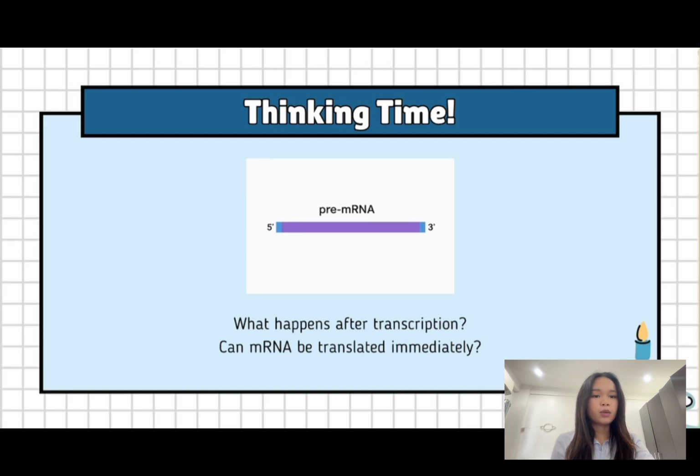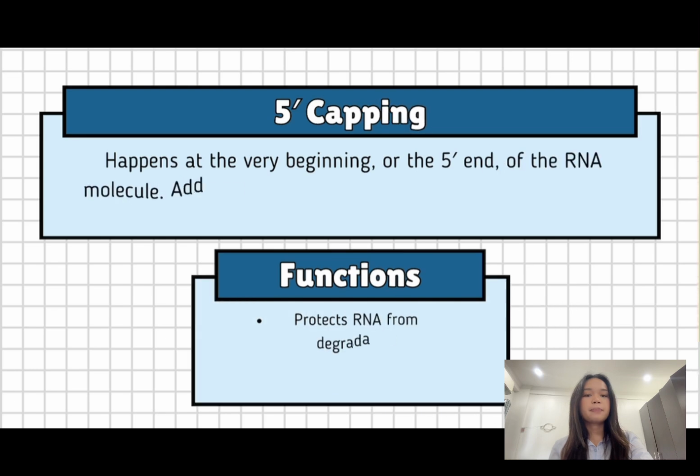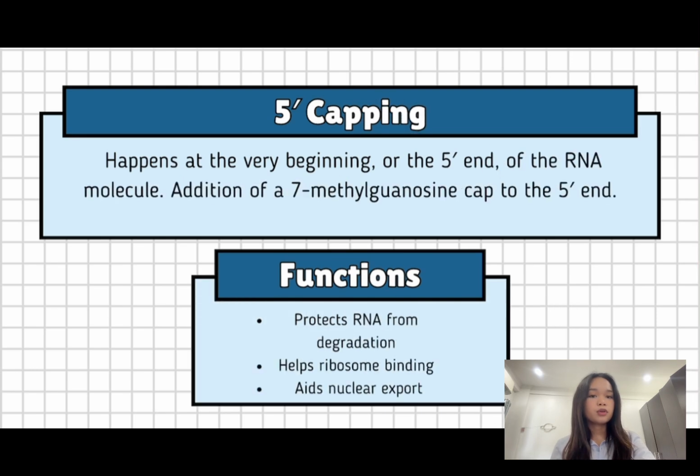To further understand why, let's first begin with our first modification, the 5' capping. This happens at the very beginning, or the 5' end, of our RNA molecule. A molecule called the 7-methylguanosine cap is added to this 5' end. So what's added to the 5' end of pre-mRNA, and why? This cap serves several crucial purposes. It protects the RNA from enzymes that could break it down. Without the cap, the RNA would be quickly degraded.